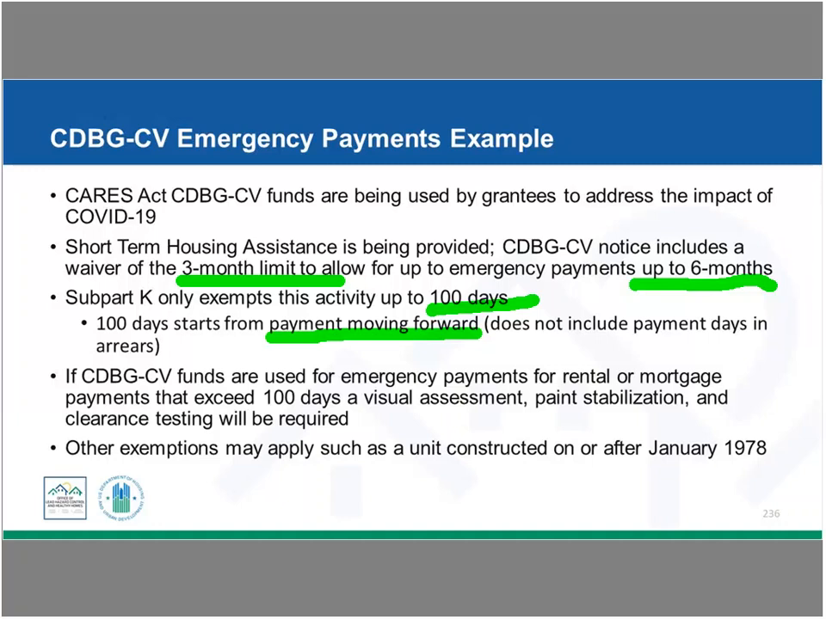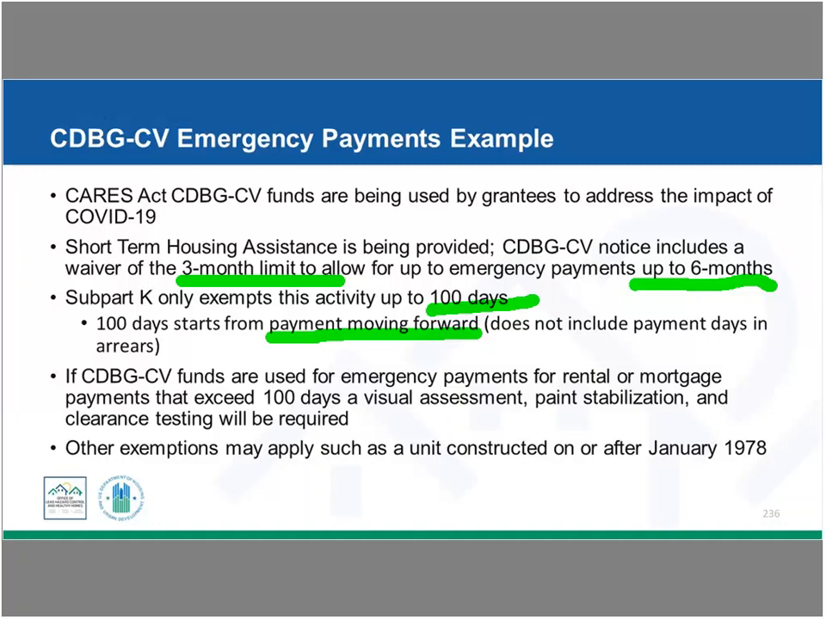For those units that you want to assist for up to the full 6 months of your CDBG-CV assistance, and they are living in a 1977 or earlier unit, and you're not paying for past arrearages, being able to fit within that 100 days, then you are going to have staffing, have capacity in place to be able to do the visual assessment and be able to address any unstable painted surfaces with certified contractors, and again, with third-party clearance testing as part of that.